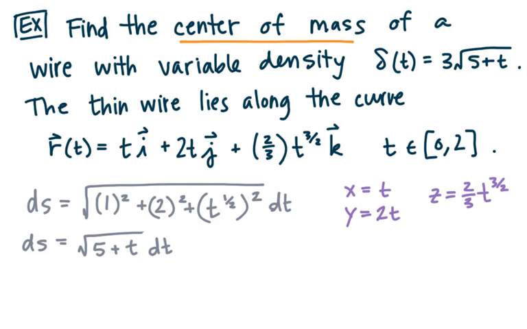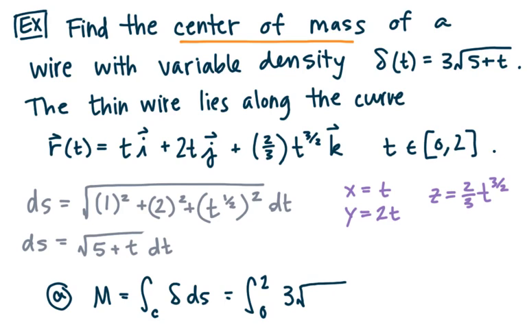To set up my line integral for mass, we know that mass is the line integral across C of the density with respect to arc length. In this situation, that's going to be from t equals 0 to t equals 2. My density function is 3 square root of 5 plus t, and ds, which we just found, is the square root of 5 plus t dt.